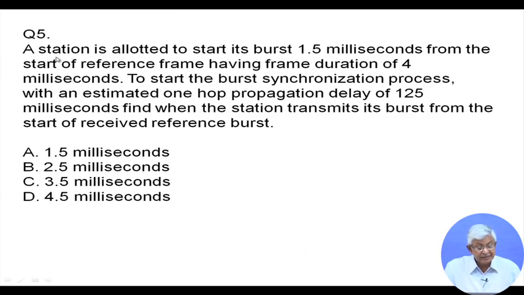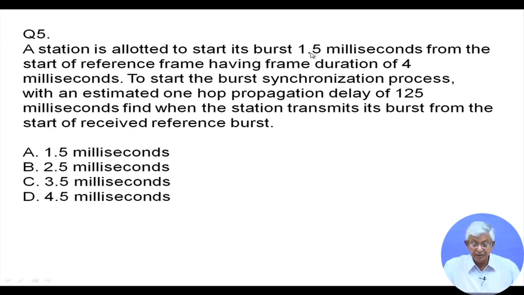Now, here it says a station is allotted to start its burst 1.5 millisecond from the start of the reference frame having frame duration of 4 millisecond. This seems to be a TDMA synchronization problem. To start the burst synchronization process with an estimated 1 hop propagation delay of 125 millisecond, find when the station transmits its burst from the start of the receive reference burst.